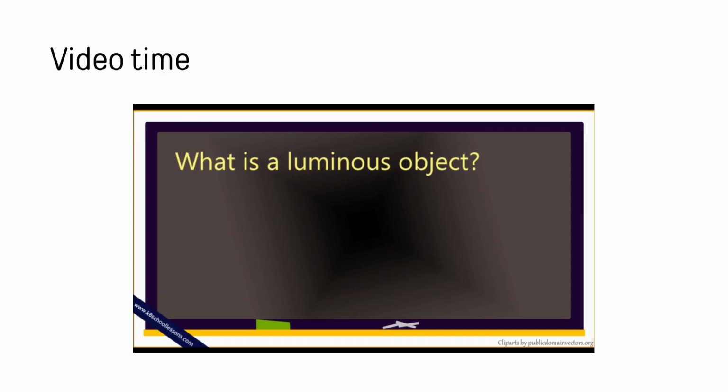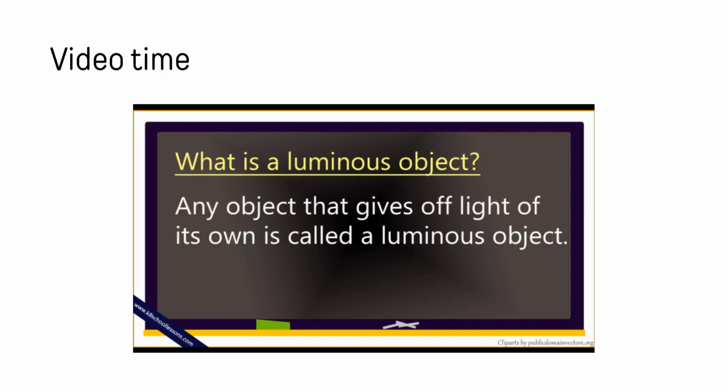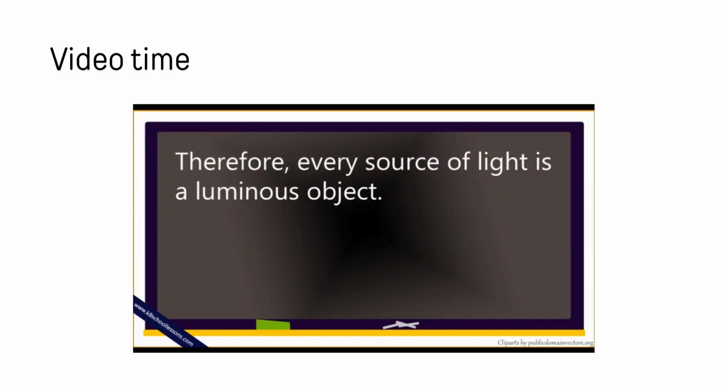What is a luminous object? Any object that gives off light of its own is called a luminous object. Therefore, every source of light is a luminous object.